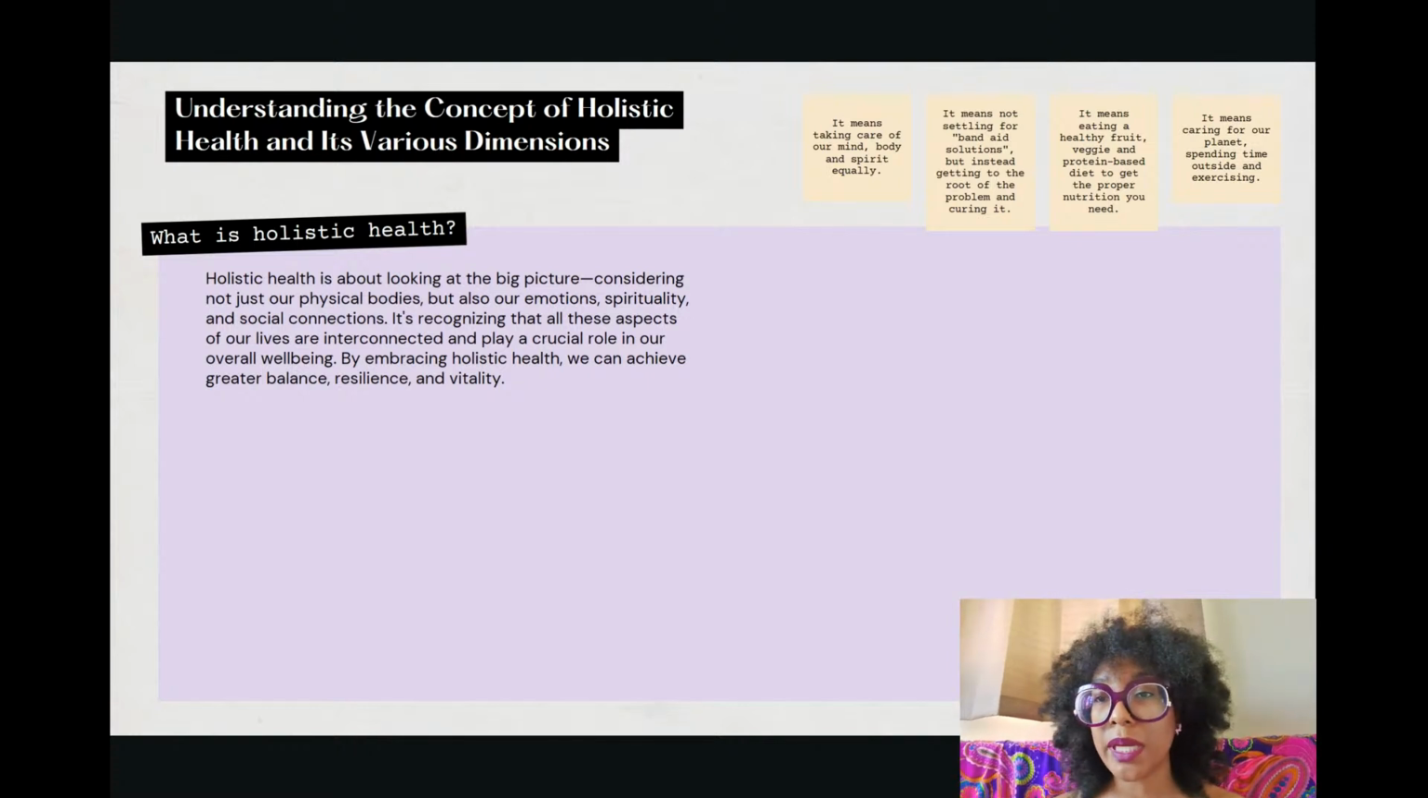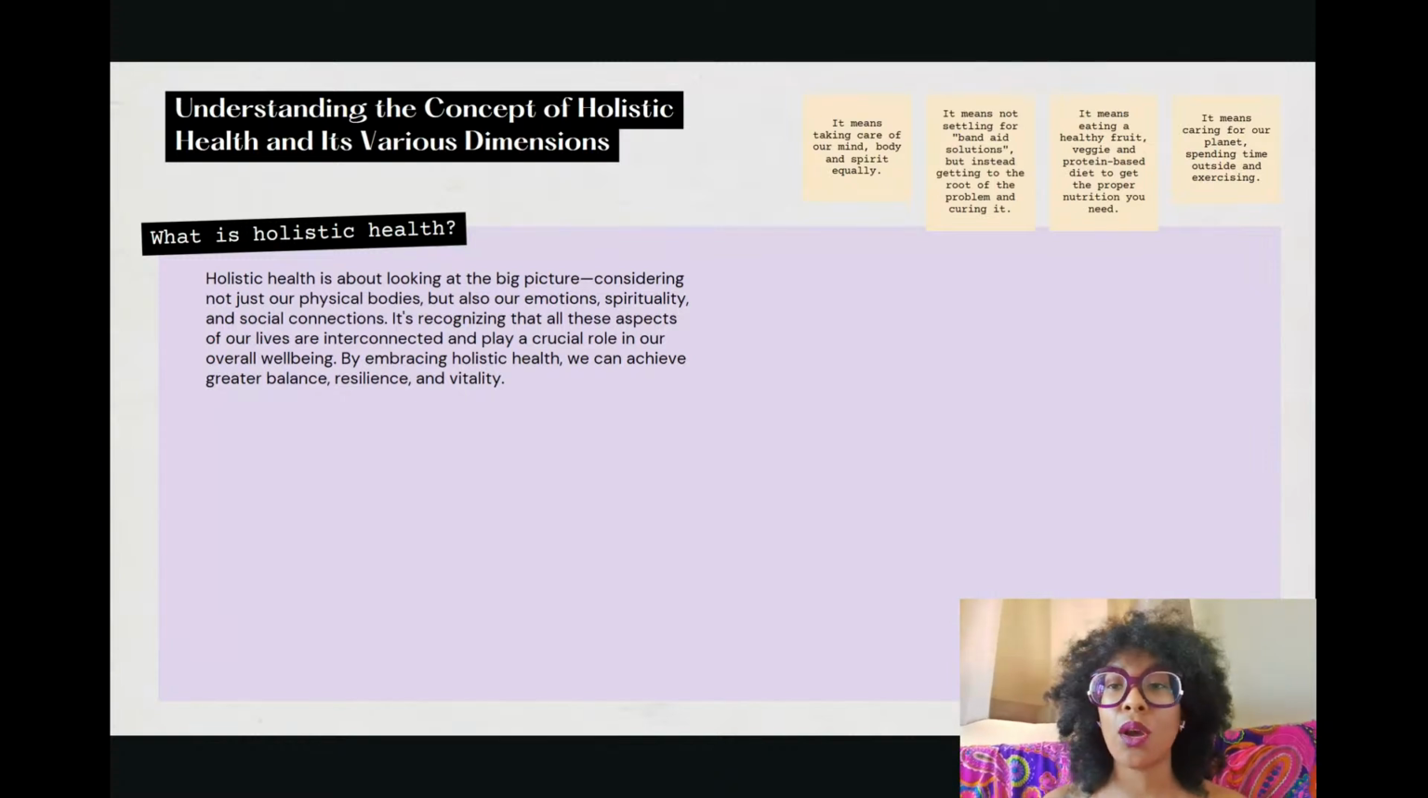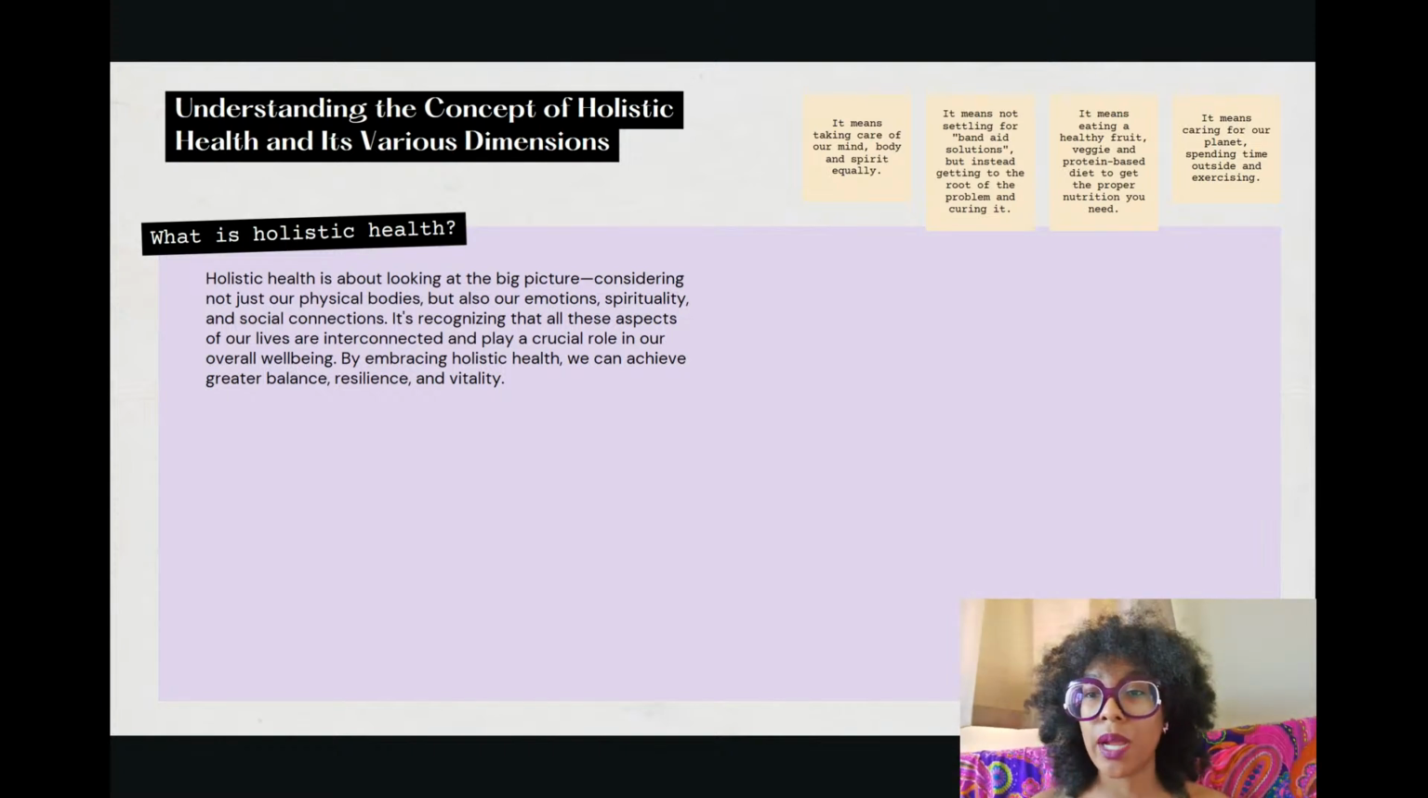So it also means eating a healthy fruit, veggie, and protein-based diet to get the proper nutrition you need. When we're eating, I really focus in on our eating habits, our consumption habits as a whole, and making sure that we're putting in proper nutrition, and that's specific to what your body needs and what type of energy levels you're putting out. So doing that really promotes well-rounded nutritional plans.